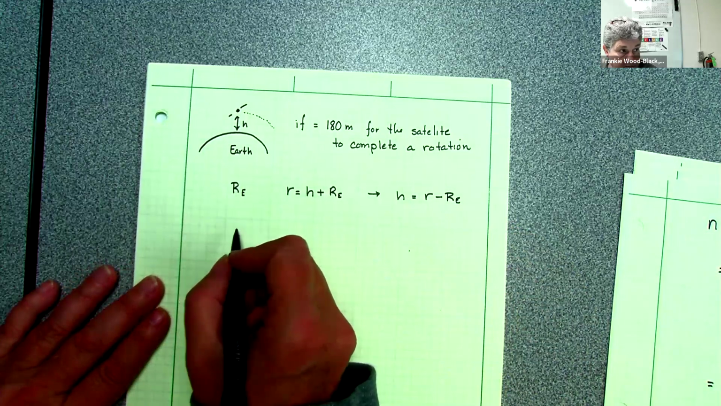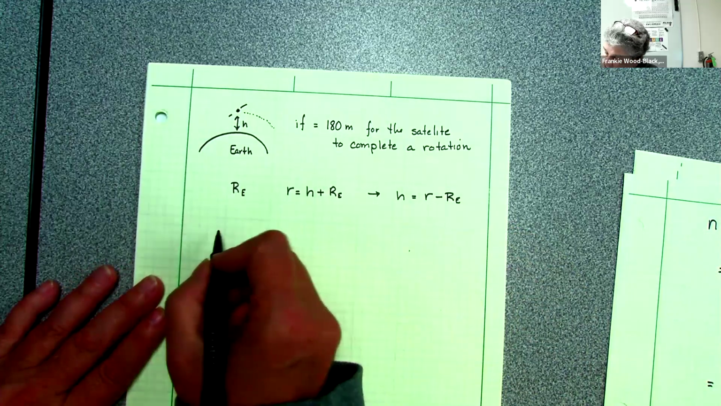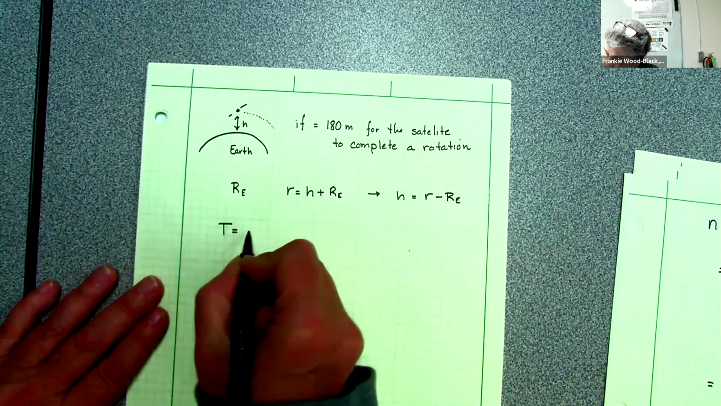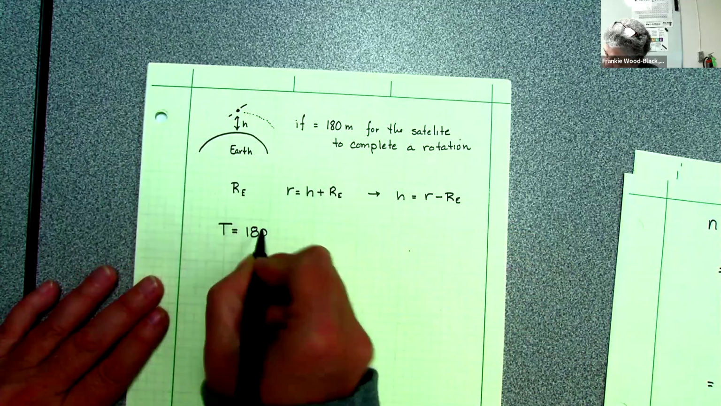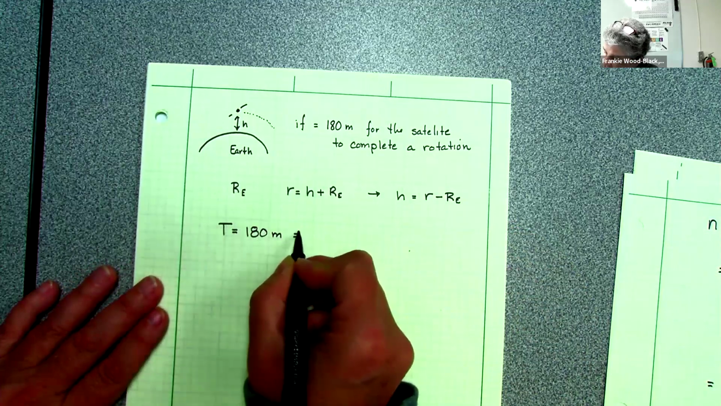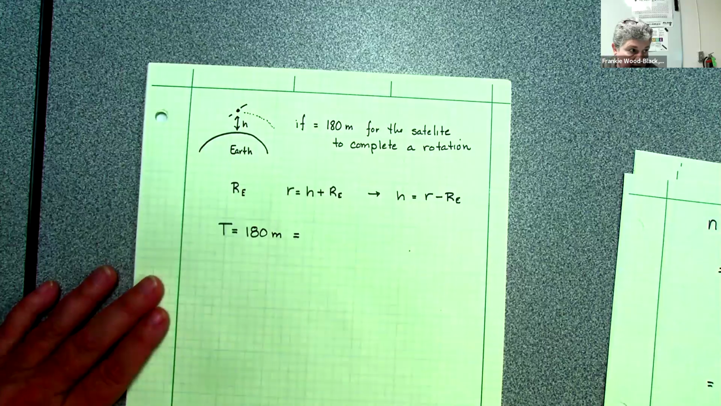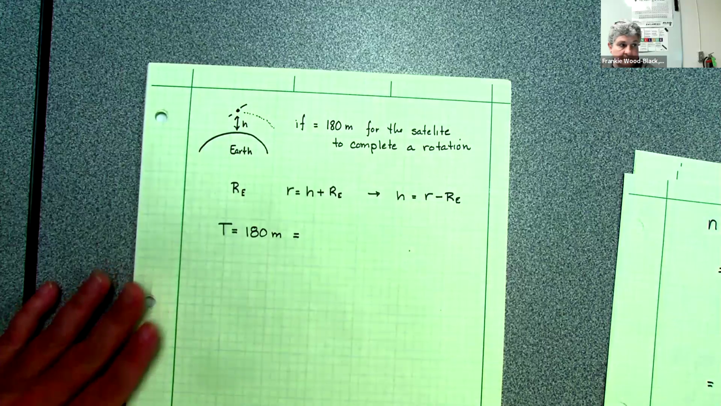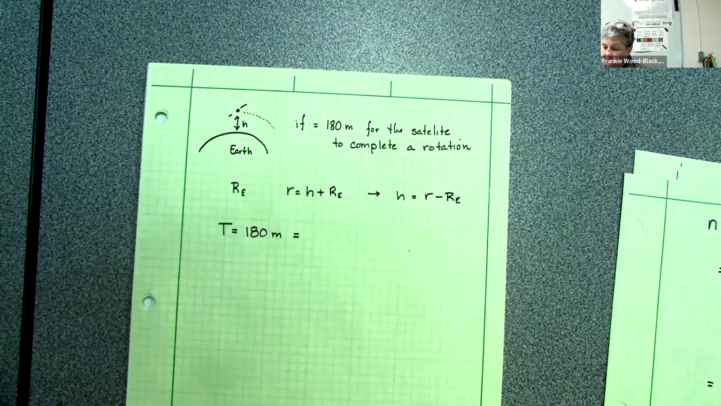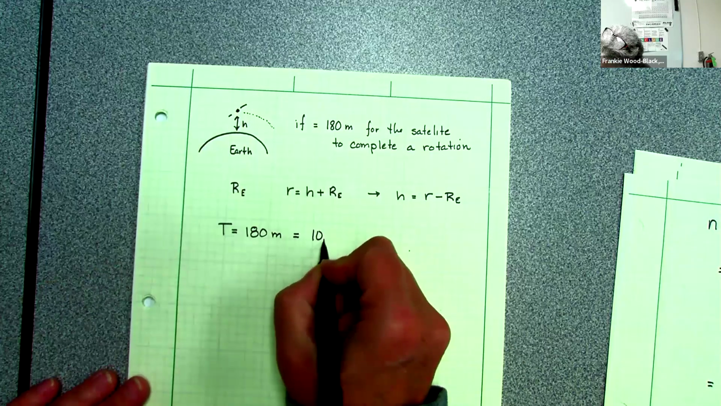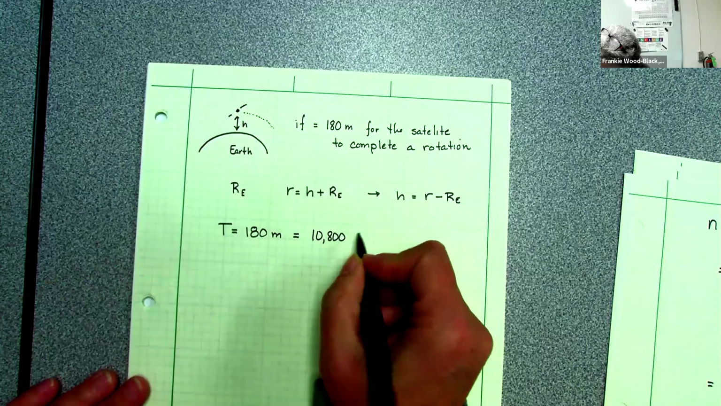The period T we're given as 180 minutes, but we want that in seconds. So we've got to calculate that in seconds. It gives us 10,800 seconds.